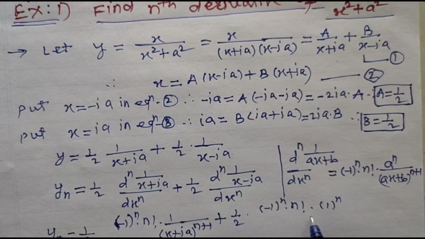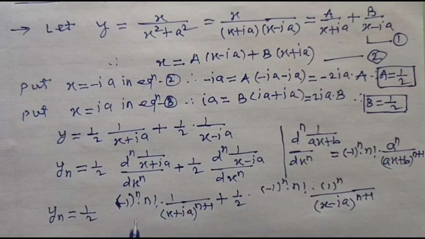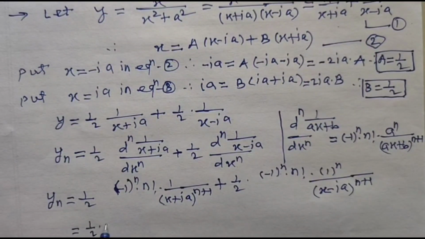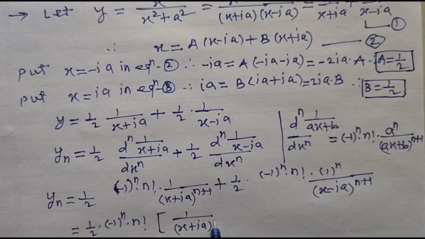1 to the power n, it is 1 divided by (x minus ia) to the power n plus 1. Now simplify this, taking (minus 1) raised to n into n factorial common, and 1 upon 2 also we can take common. So this is equal to 1 upon 2 into (minus 1) to the power n into n factorial into bracket remains 1 upon (x plus ia) to the power n plus 1 plus 1 upon (x minus ia) to the power n plus 1.